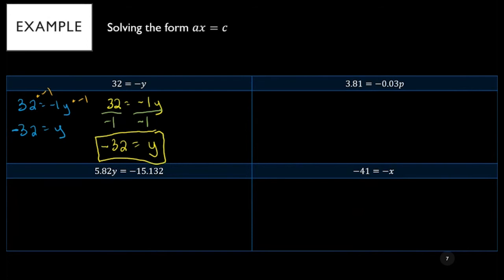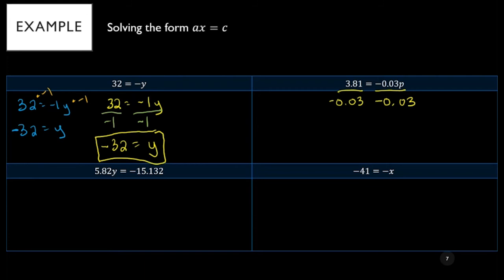So on the right here, I've got one with a decimal. We have 3.81 equals negative 0.03p. So it doesn't matter what number is in front of the variable. We're always going to, if it's right in front of it, it's multiplied, we're going to divide. So we're going to divide both sides by negative 0.03.